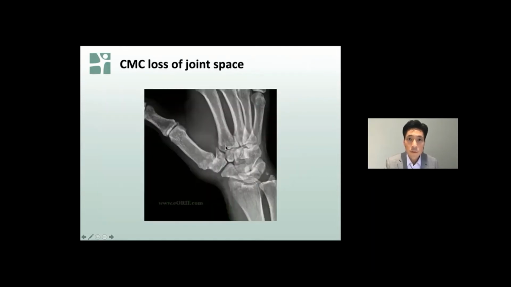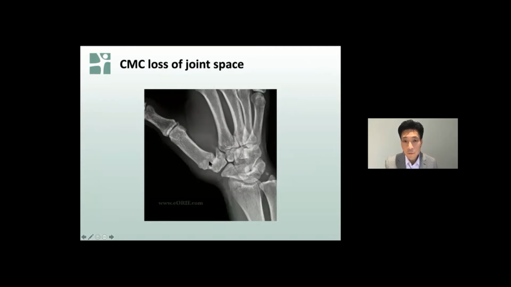So this is what a typical x-ray looks like. I pulled this off the internet, but it's a very typical x-ray for those who have CMC arthritis. I don't know if you can see my cursor, but if you follow my cursor, I'm going to point to the area where this is bone on bone, and you can see there's a big difference between a normal joint, which is just below this bone, and what's above that bone.